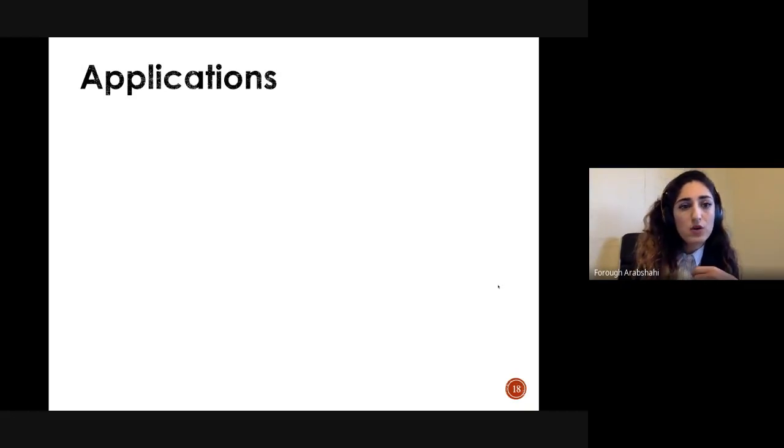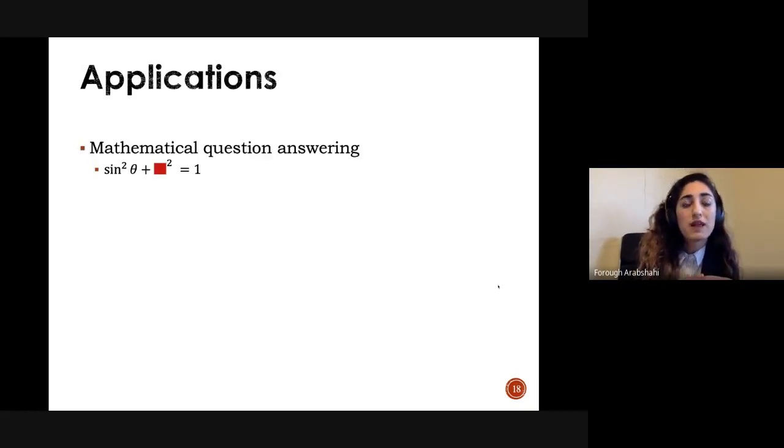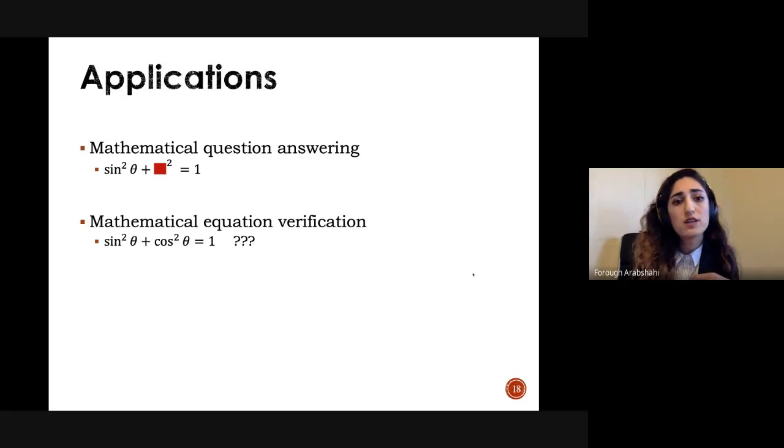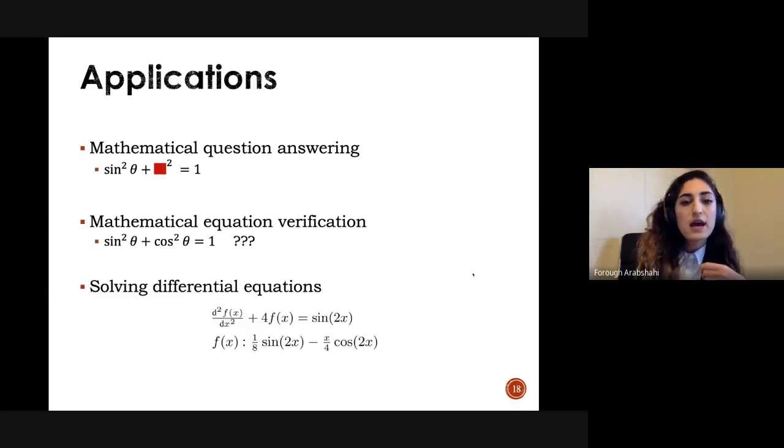So the applications I want to talk about today are first, mathematical question answering. We're given a mathematical expression. The goal is to find a value for the blank that satisfies this equation. The second application is that of mathematical equation verification. We're given a math equation. We want to verify if it's correct or incorrect. And the last is solving differential equations.